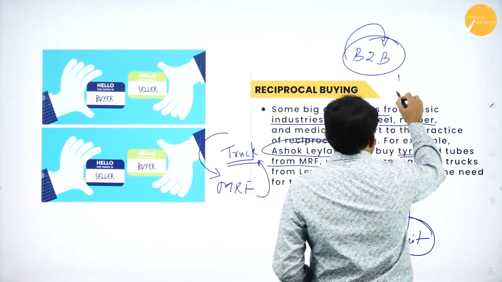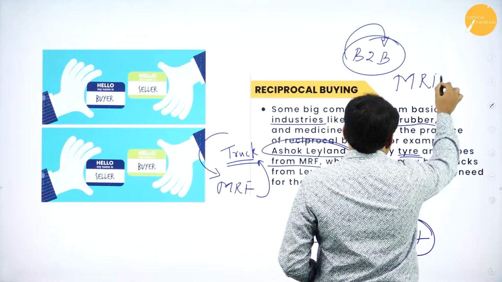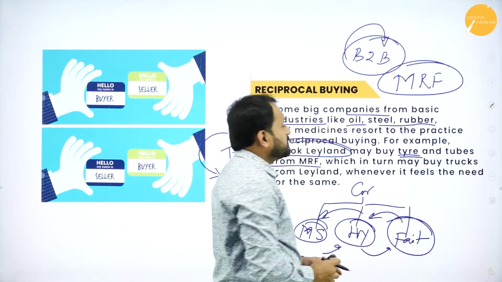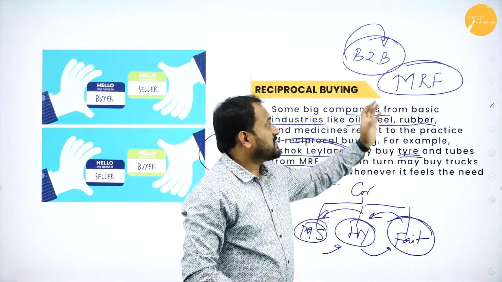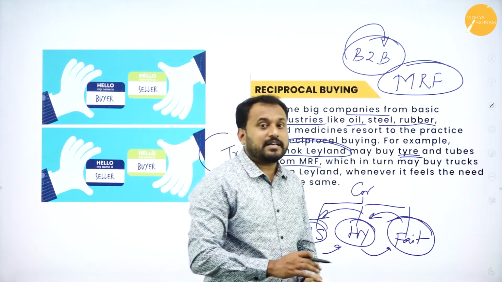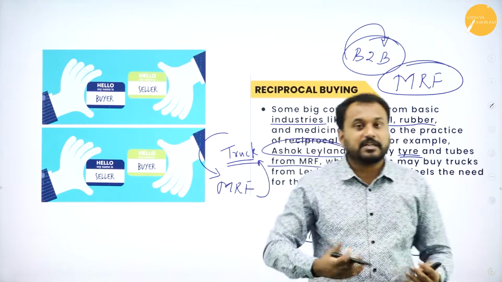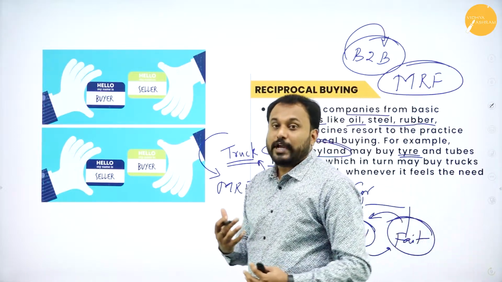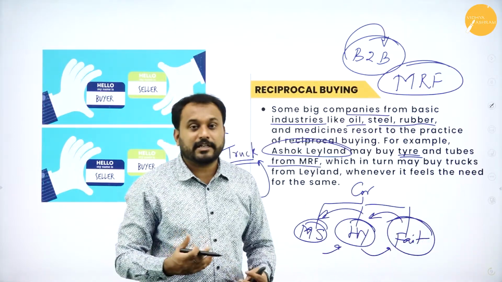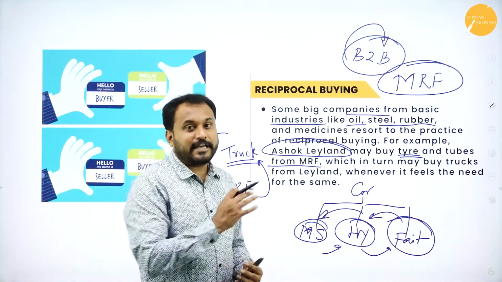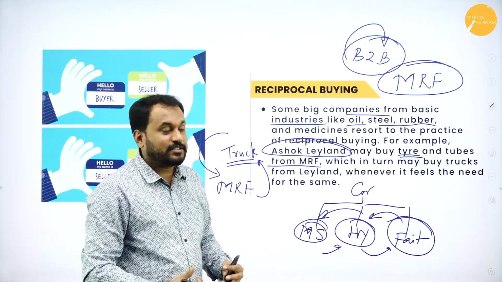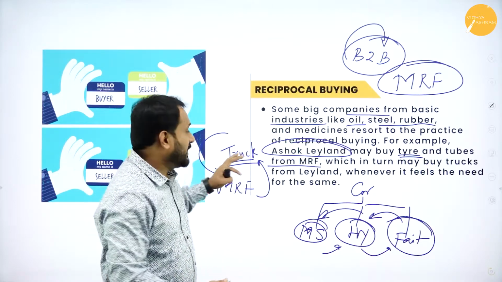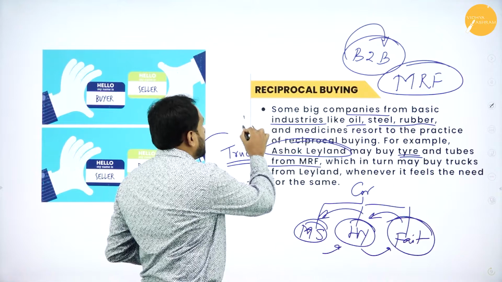You need to know MRF. MRF stands for Madras Rubber Factory. Now Madras Rubber Factory manufactures tires and tubes. Now why will they buy something from Ashok Leyland? To transport their goods and to provide services. What is it that they need? They need trucks. So they'll buy from Ashok Leyland.